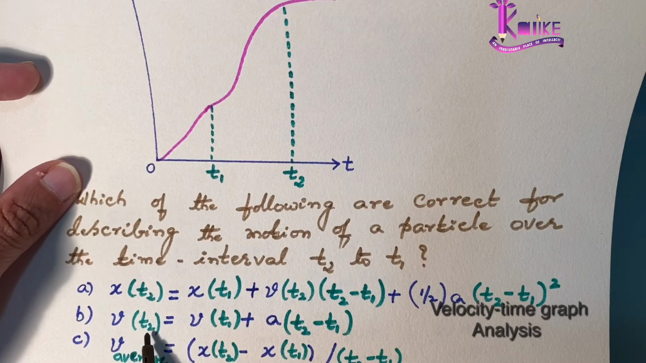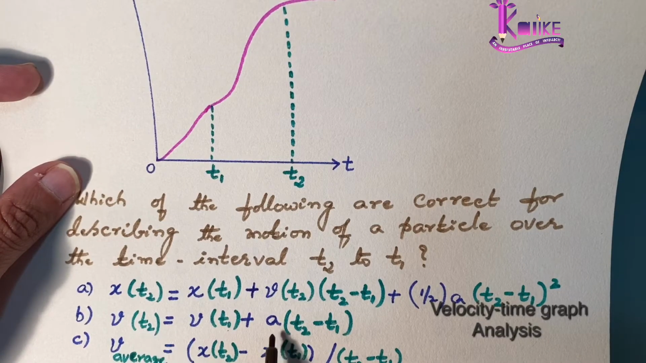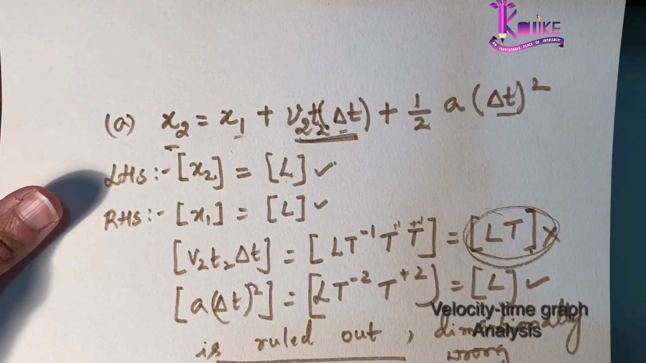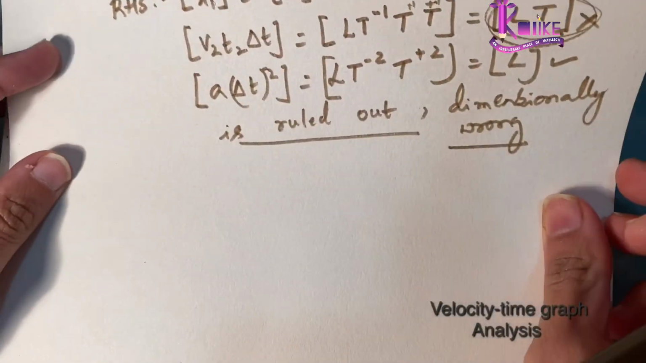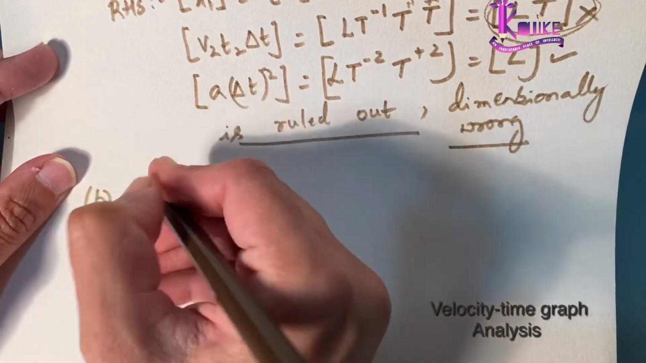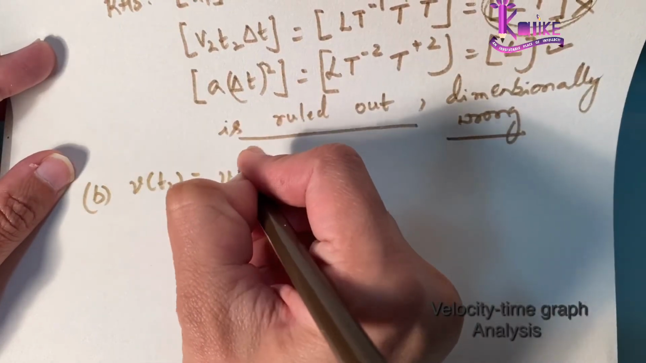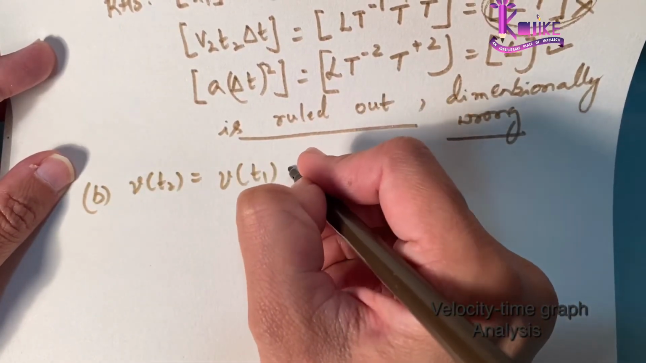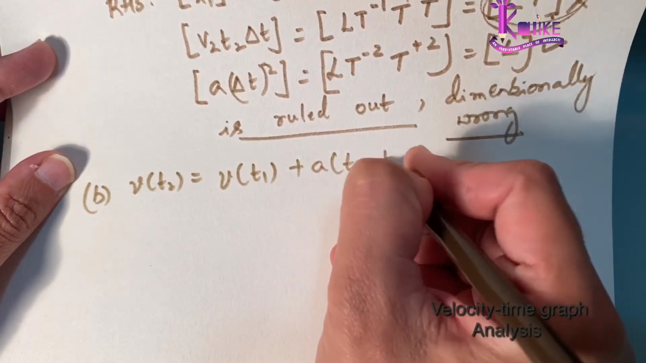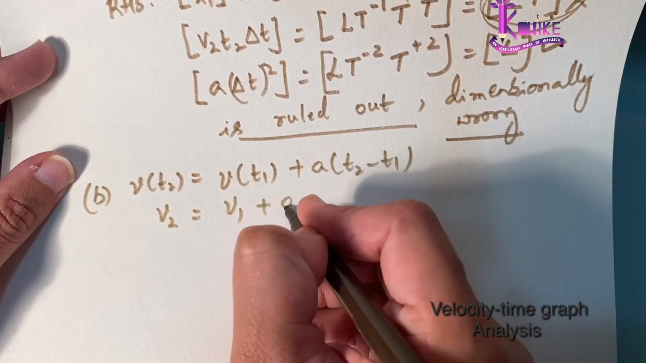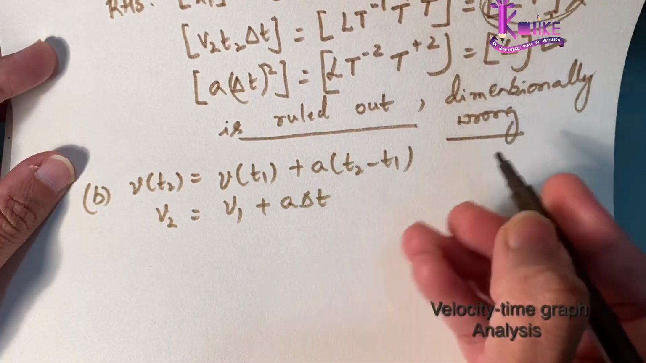Now it says V of T2, which is nothing but V2, is equal to V1 plus A into delta T, right? So let's rewrite this equation. I'll rewrite for your sake and find out if it represents the motion given in the graph. So what's the equation given? The equation given is V of T2 is equal to V of T1 plus A into T2 minus T1. So this can be rewritten as V2 is equal to V1 plus A into delta T or T2 minus T1.